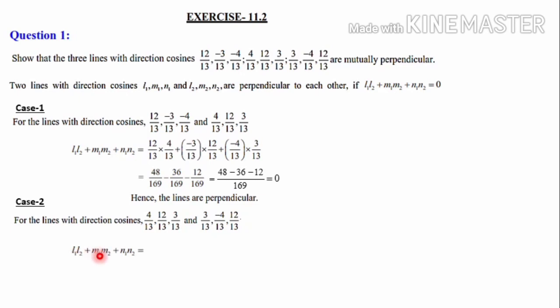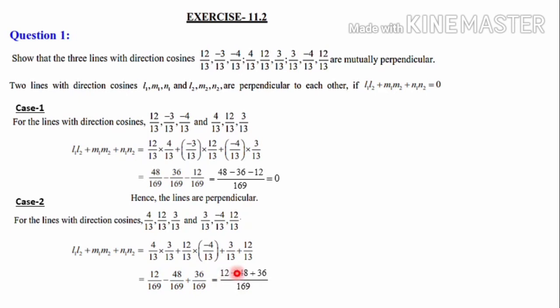As before, we have to take the sum of L1 L2, M1 M2, N1 N2, that is 4/13 into 3/13 plus 12/13 into -4/13 plus 3/13 into 12/13. That is equal to 4 into 3, 12/169, 12 into 4, that is 48/169, 3 into 12, 36/169. Taking the common denominator 169, 12 minus 48 plus 36, that is 36 and 12, if you add, 48, 48 minus 48 is 0, 0/169 is 0.